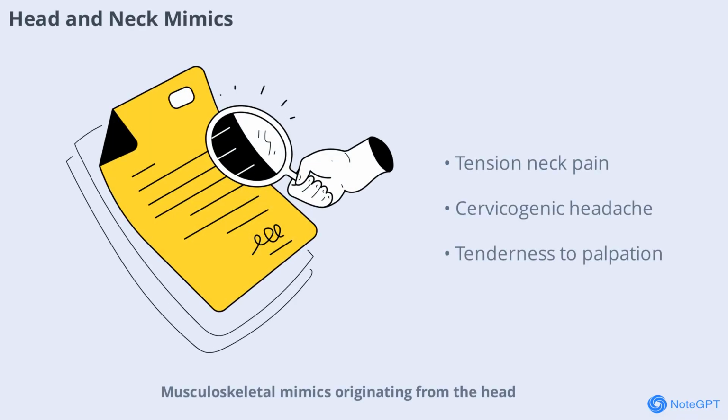Musculoskeletal mimics originating from the head and neck can closely resemble cervical radiculopathy, especially lesions affecting the C1 to C6 nerve roots. Common examples include tension neck pain, cervicogenic headaches, and temporomandibular disorders. These conditions often present with neck pain, tenderness to touch, and sometimes headaches that radiate to the ear or upper back. Unlike true radiculopathy, these mimics may not follow a specific nerve root distribution and often improve with targeted injections or physical therapy. Recognizing these patterns helps clinicians avoid misdiagnosis and unnecessary interventions.